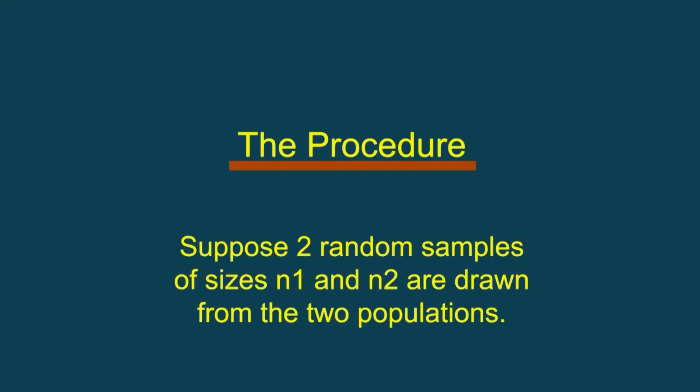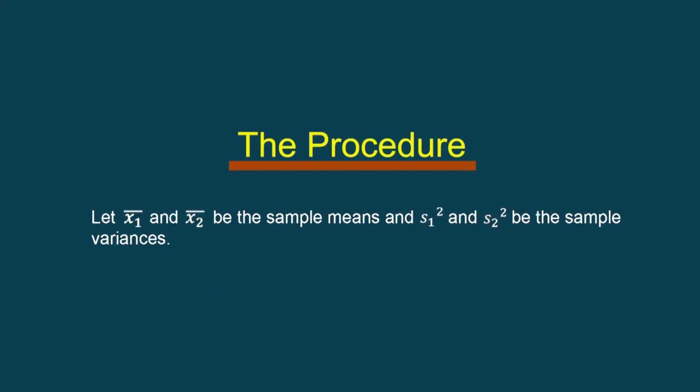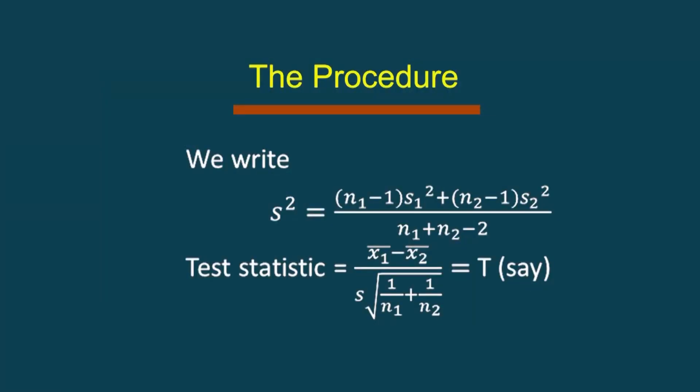Suppose we draw two random samples of sizes n1 and n2 from these two populations, and the random samples are to be drawn independently. x1 bar and x2 bar are the sample means, while s1 square and s2 square are the sample variances. We will not repeat the formulae for means and variances anymore because we have already come across these formulae. Then we calculate something called s square. You can see on your screen, it is n1 minus 1 into s1 square plus n2 minus 1 into s2 square, the whole thing divided by n1 plus n2 minus 2.